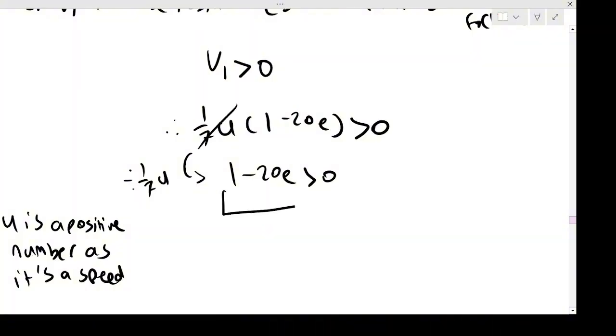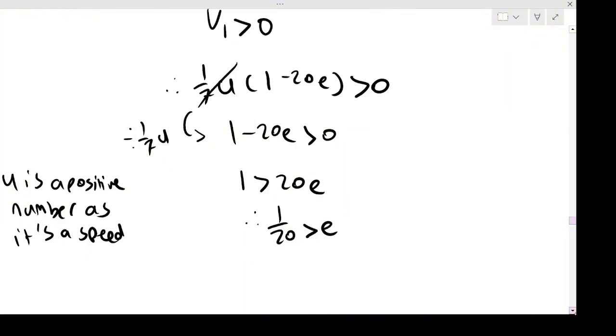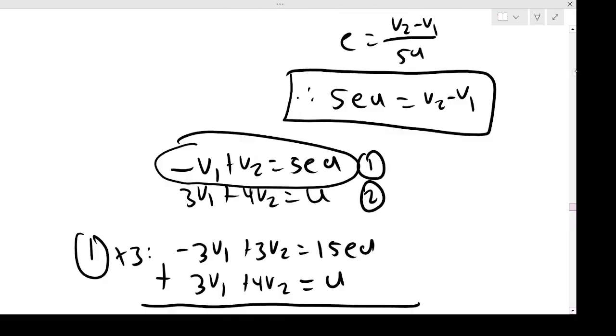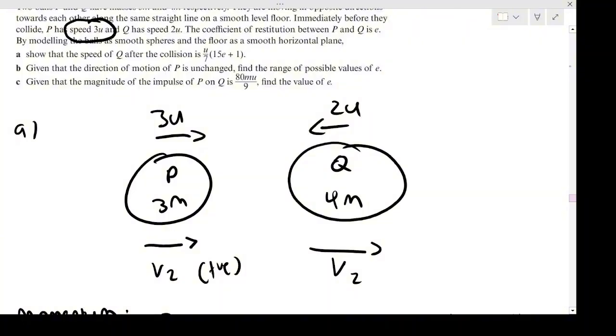So we're just left with this, and this is quite nice to solve now, right? So if I add 20e like this, therefore 1 over 20 is greater than e. Actually, then we can flip that to then say that e is just less than 1 over 20. Okay, and there we are. That is my answer. That's the range of values of e.